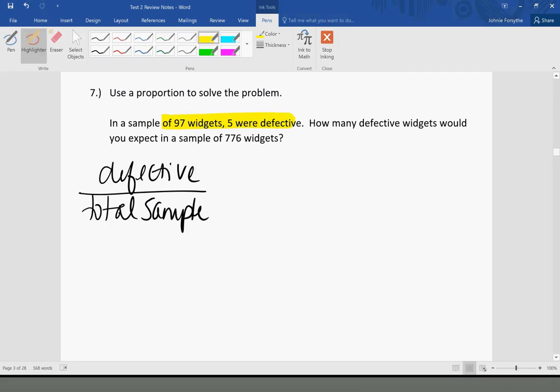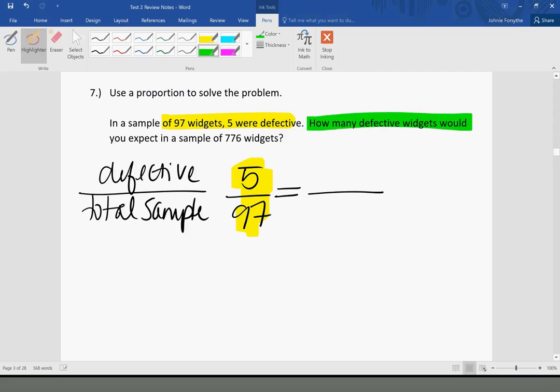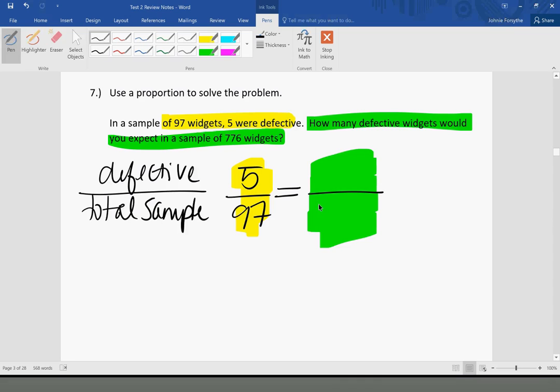Let's look at this first example. So 97 widgets, 5 are defective. So if we're going to use this proportion, defective over total sample, we're going to put 5 over 97. And so we're going to say that's proportional to the same ratio. So remember, it's going to be defective widgets over total sample widgets. So now, how many defective widgets would you expect in a sample of 776? So that's going to fall under this ratio here. So where will we put the 776? At the bottom. And then, how many defective widgets? We don't know that. That's going to be our variable x.